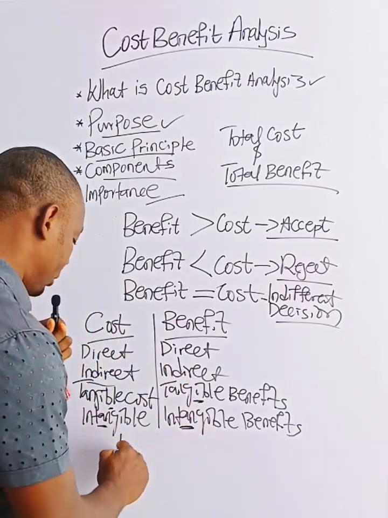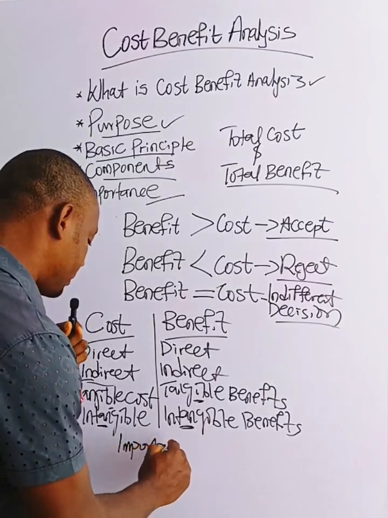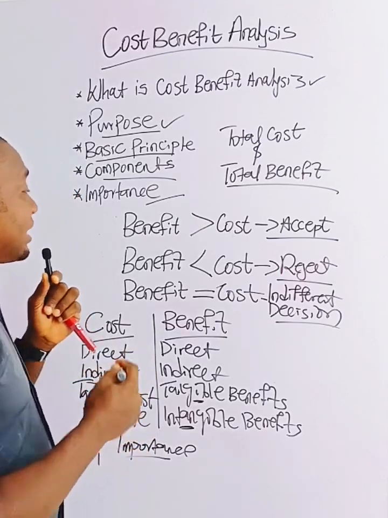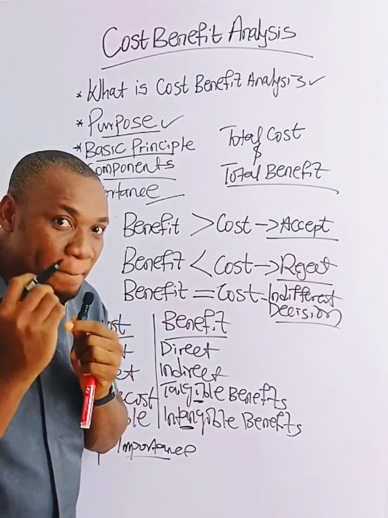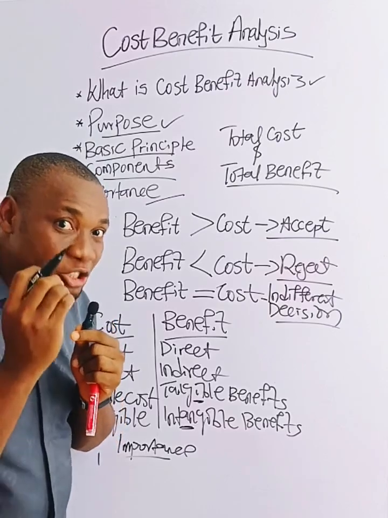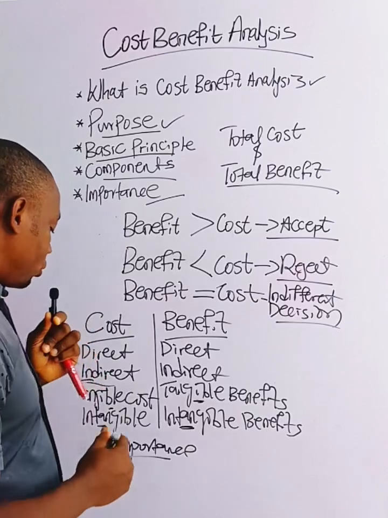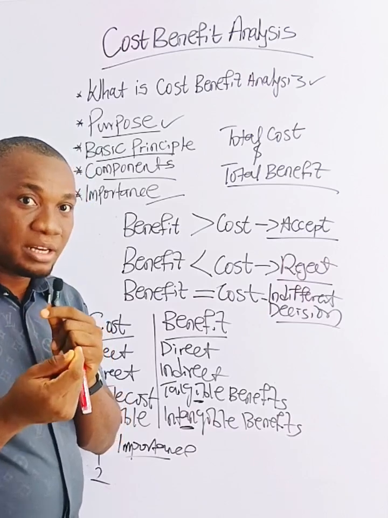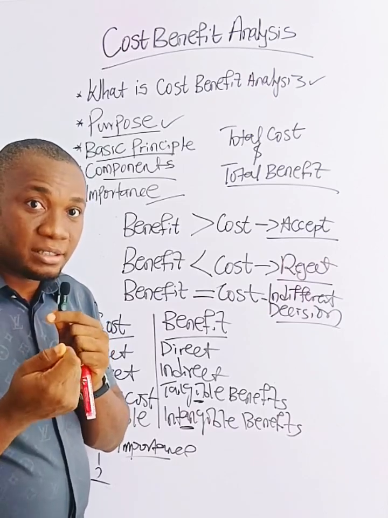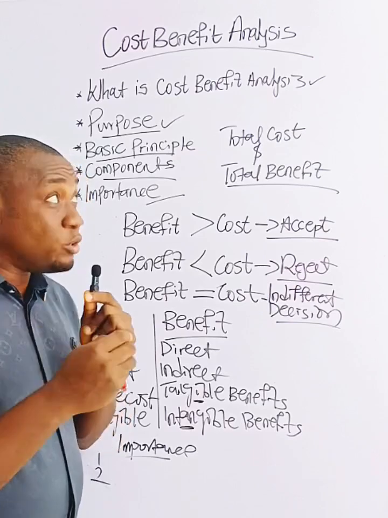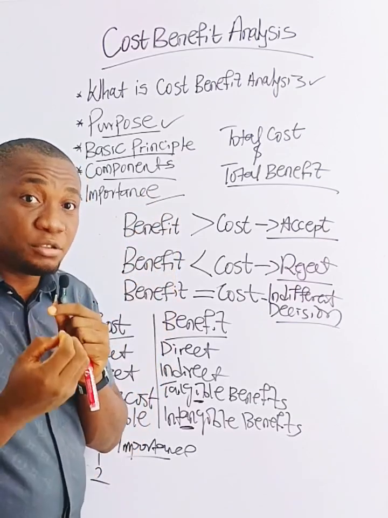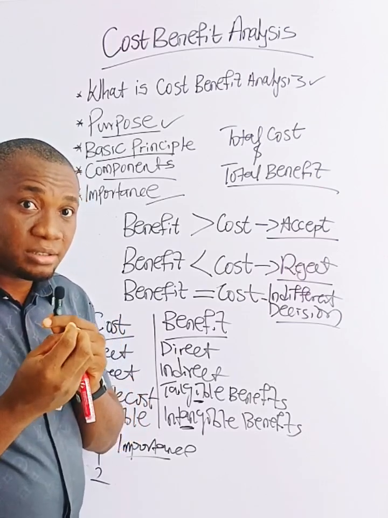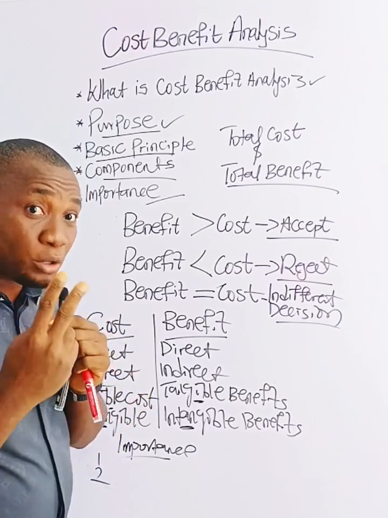So let's continue with importance. Importance of cost benefit analysis. Number one importance is that it helps in rational decision making. Number two is that it helps in utilizing available scarce resources. When the resources are very scarce, you have little money. When you do cost benefit analysis, it keeps you in a position of utilizing those scarce resources for much benefit. So that's the number two importance.